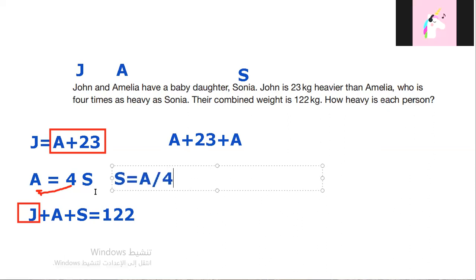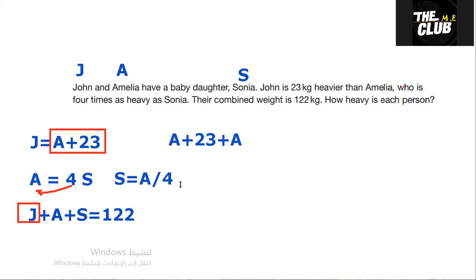I want to remove Amelia and put something with A instead of it. I want to make them all A. I want to make the variables the same so I can work them out. So this one is A divided by 4, right? So I can make it 1 over 4A.